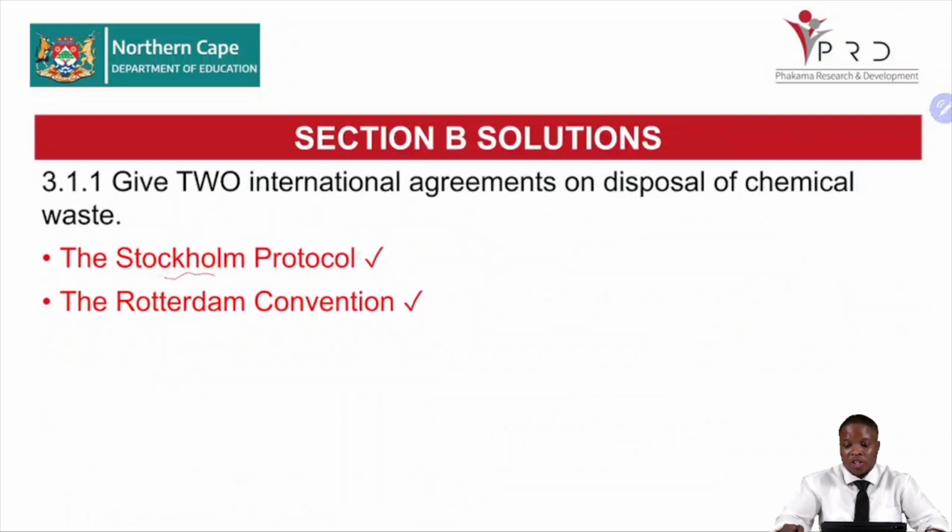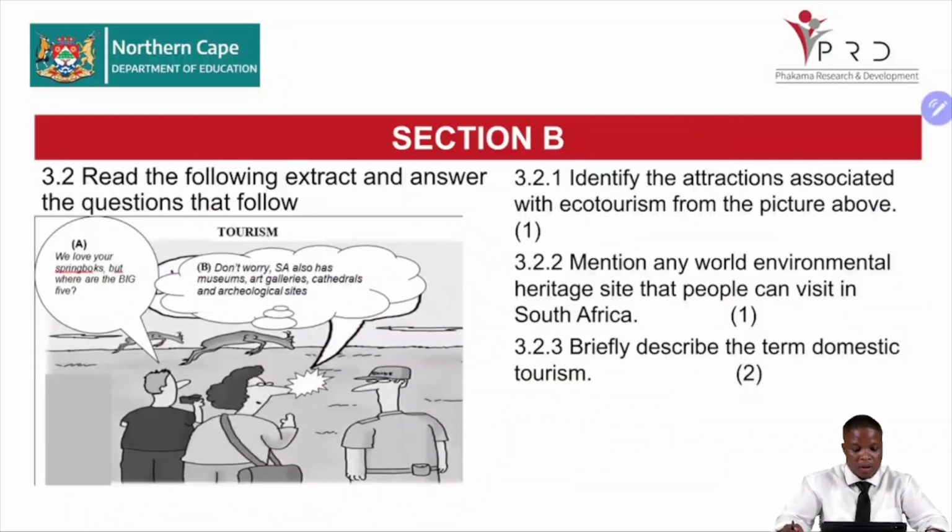The one that you are used to is the Stockholm Protocol. However, when you look at your textbook, you find that we have 2 of them. Right, 3.2. There's 3.2.1 to 3.2.3. You're going to look at the information there and answer the question. Let's look at the first one. Identify attraction associated with ecotourism. Remember, they are coming here for the natural part of the country. And then number 2, mention any World Environment Heritage Site people can visit in South Africa.